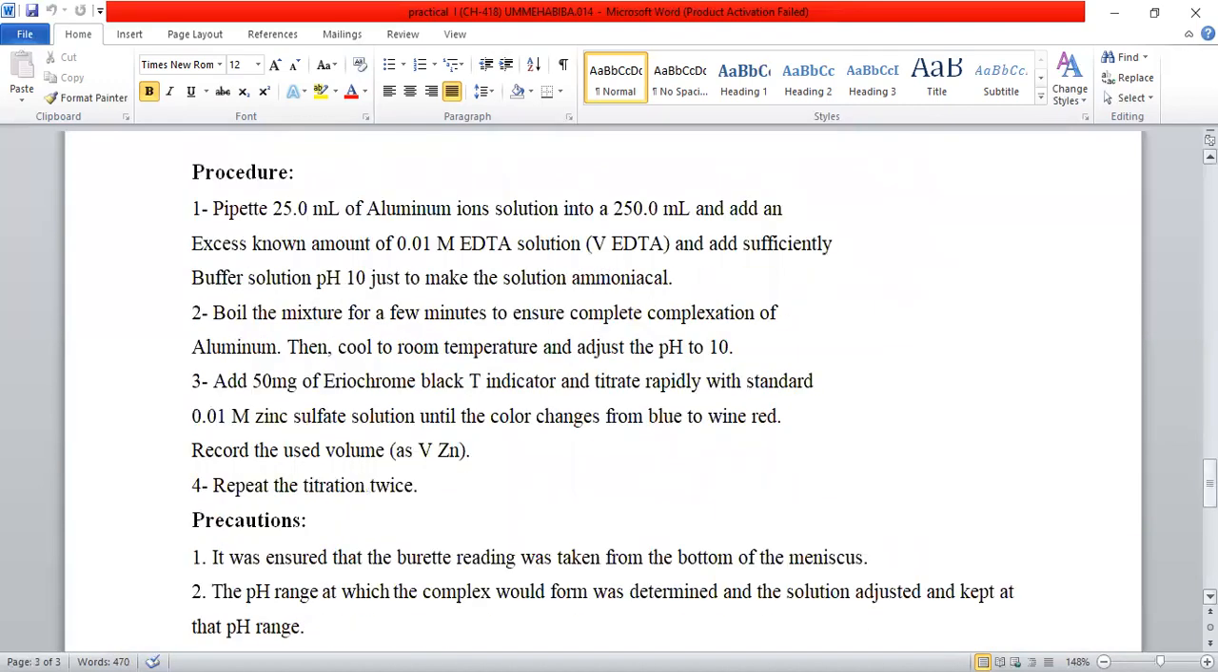Now here you can see the procedure of this practical. Pipette 25.0 ml of aluminium ion solution into a 250.0 ml flask and add an excess known amount of 0.01 molar EDTA solution, and add sufficient buffer solution pH 10 just to make the solution ammoniacal. Boil the mixture for a few minutes to ensure complete complexation of aluminium. Then cool to room temperature and adjust the pH to 10. Add 50 mg of Eriochrome Black T indicator and titrate rapidly with standard 0.01 molar zinc sulfate solution until the color changes from blue to wine red, and then record the used volume.